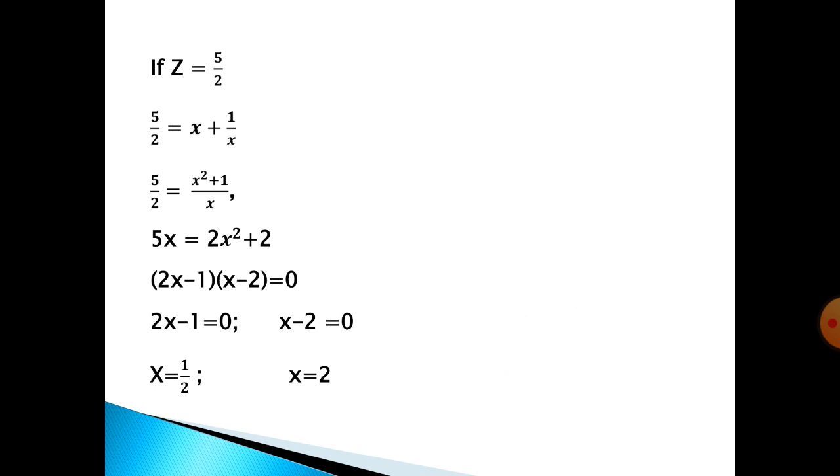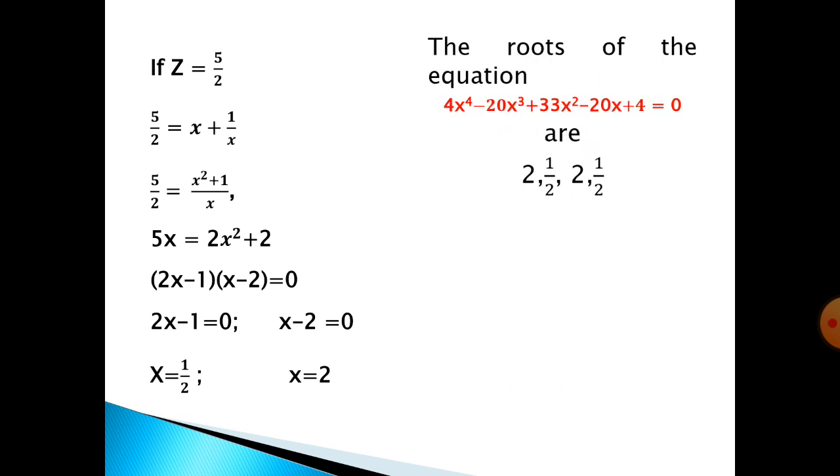We know that z is equal to x plus 1 by x. Substitute z is equal to 5 by 2 in it. We get x values as 1 by 2 and 2. So, since it is a fourth degree equation, it has 4 roots.